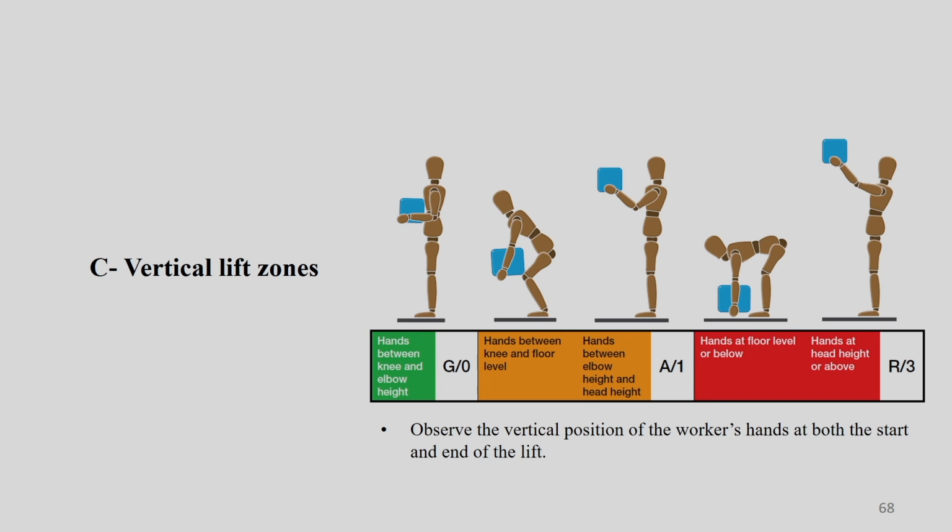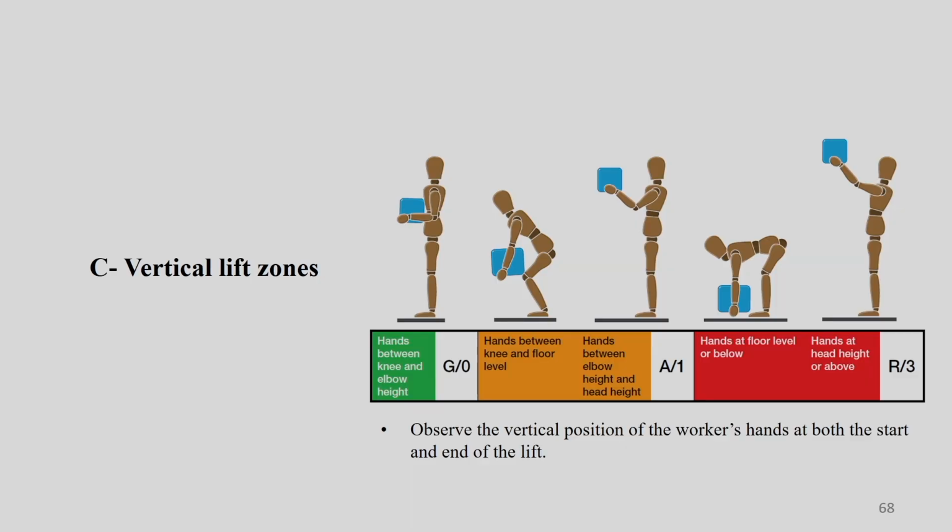If it is amber, then hands are between knee and floor level, or hands are between elbow height and head height. In both cases it is A: knee to floor, or elbow to head. In those cases you are not stressing your trunk so much. So you can give the color coding as amber, and the numerical value will be 1.